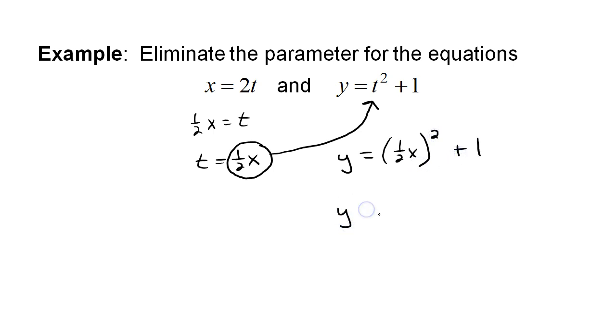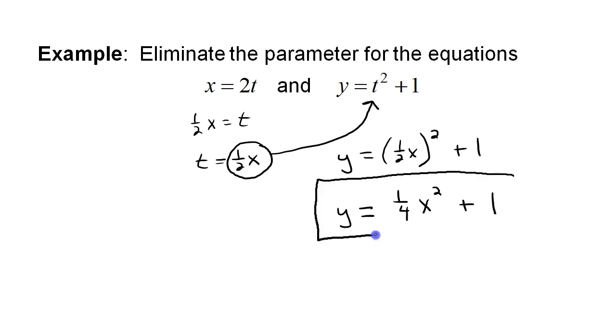So I get y equals 1/4 x squared plus 1. So this will give me the exact same graph that I had before, but without the parameter of t.